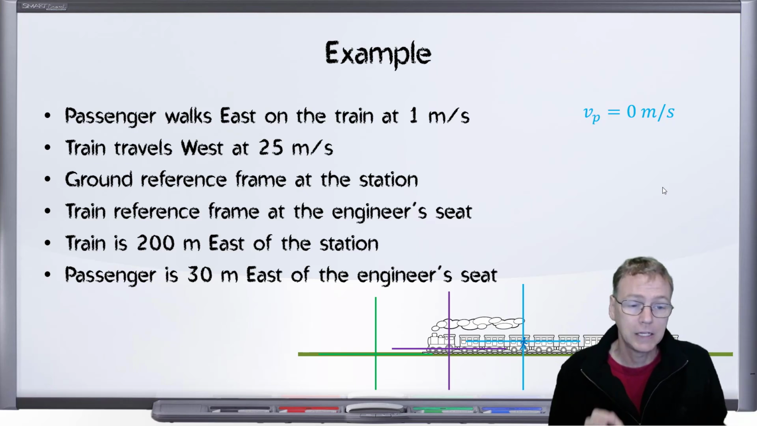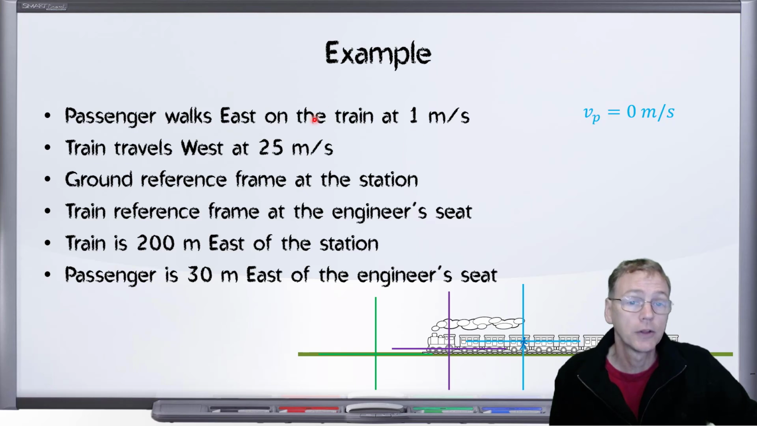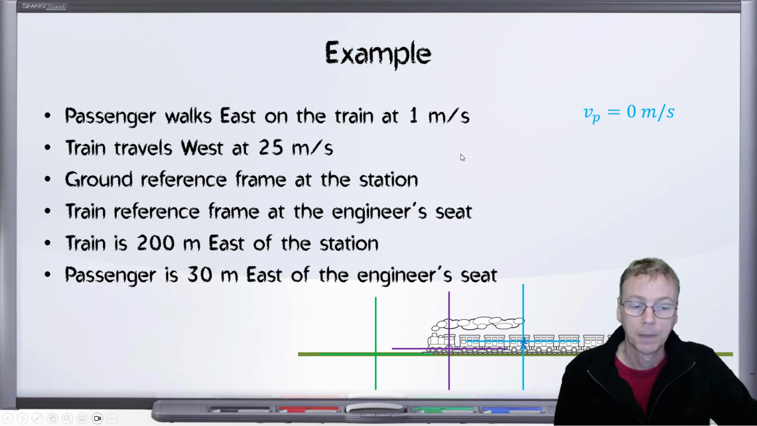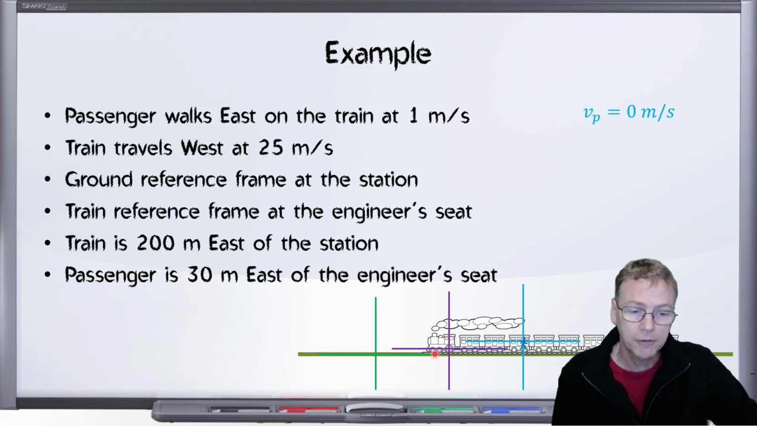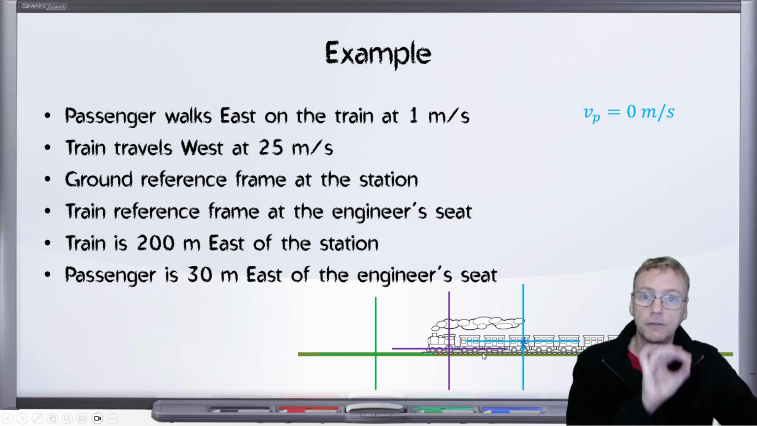What about the train's reference frame? Again, the train is going westbound at 25. The passenger is going eastbound on the train at 1 meter per second. So compared to this purple reference frame, what is the passenger doing? Remember, the purple reference frame, we've said, is the location of the train.